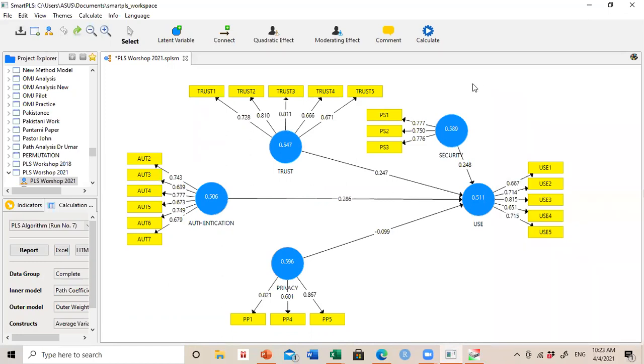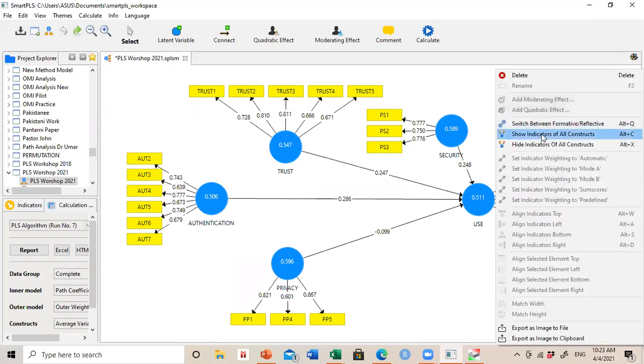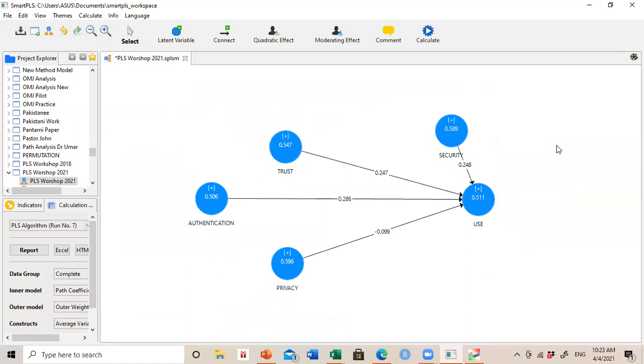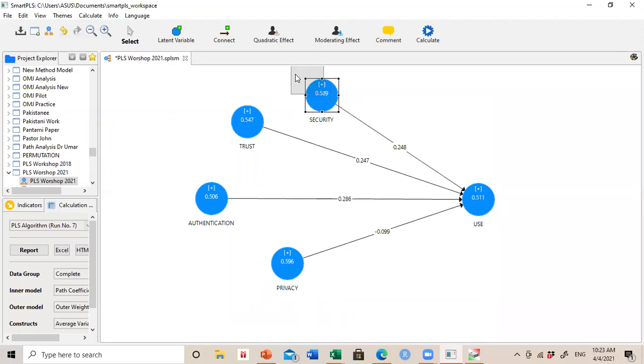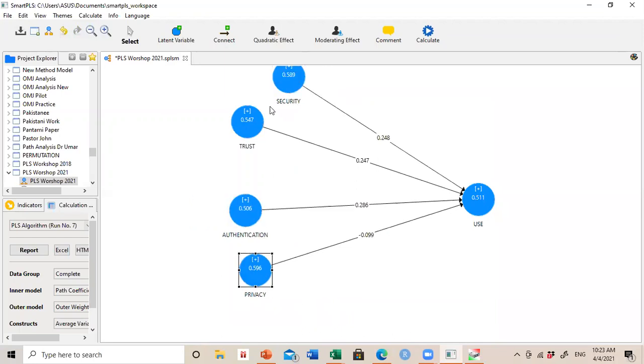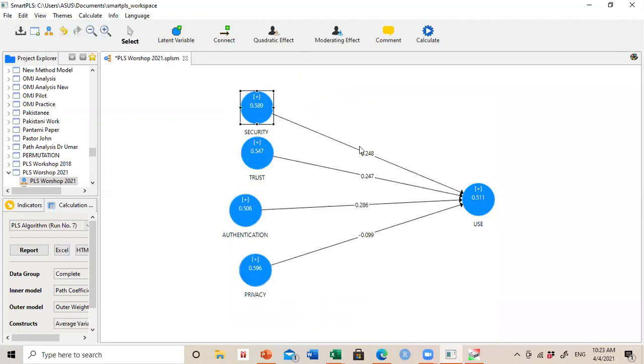Look at how you do it. You right click, you say hide indicators of all constructs. When I click, it will make everything hidden. Okay, so that's it. Let's arrange it this way. We are talking about these numbers now.